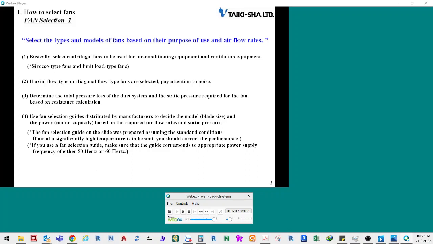If air at a significantly high temperature is to be sent, you should correct the static pressure and shaft power. If you select electric equipment, including fans, make sure to use the appropriate power supply frequency of either 50 Hz or 60 Hz.